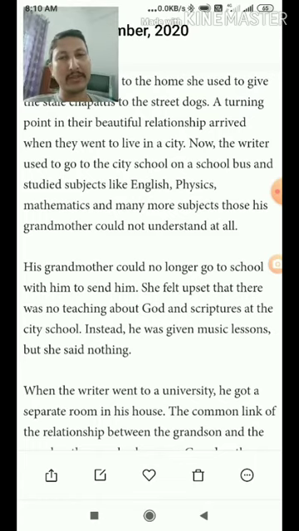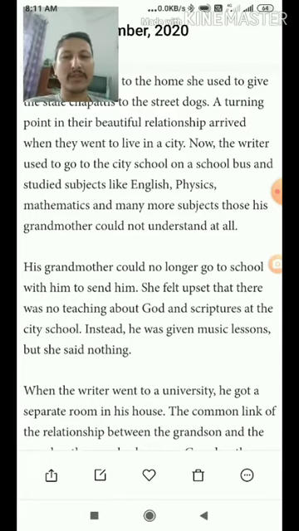He was staying with his grandmother. His parents used to stay in the city. The parents called the grandmother and the writer, and they were brought to the city. In the city school, the grandmother could not accompany her grandson because a big school bus was to carry him. So she could no longer go with her grandson, and that's why she was not happy with the schooling.